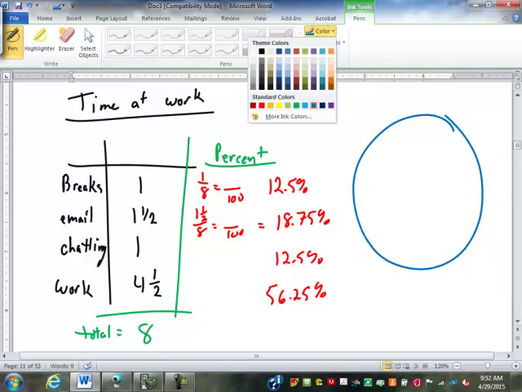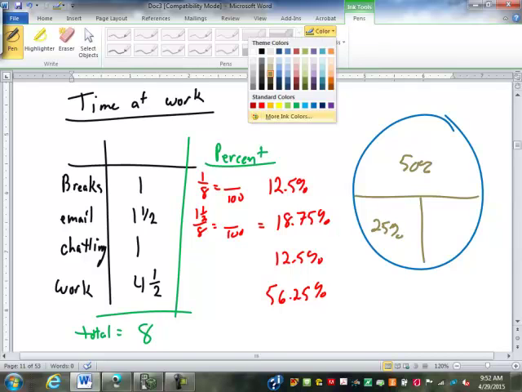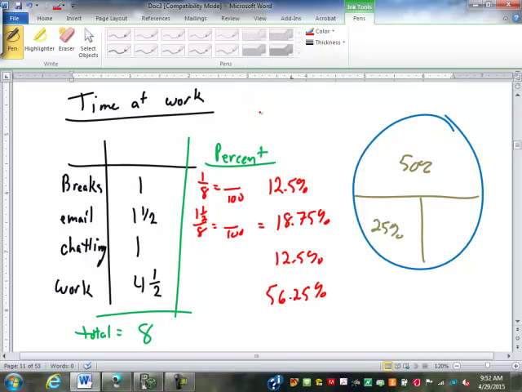For example, on a circle, half a circle would be how much? 50%. A quarter of a circle would be 25%, right? So now back to my actual data here, and I was going to take red lines and put over the top of this. I got 12.5 and 12.5, which add up to 25%. So each of those should be half of a quarter like that, right? So this would be breaks. This would be chatting.